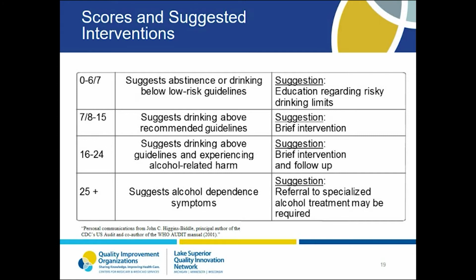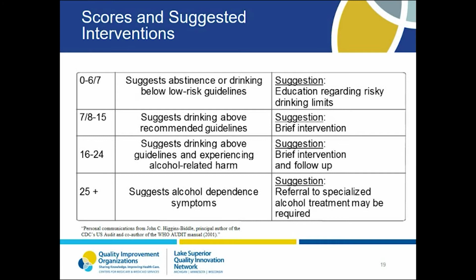Next, we see the first level of positive scores, 7/8 to 15. 7 for women and adults over 65 years of age, and 8 for men under 65 years of age, which suggests that the patient is drinking above the recommended guidelines. The recommendation here is for a brief intervention. This can be as simple as showing them their score and how it relates to the low-risk guidelines, and then discussing the potential negative impact this could have on their health, with a recommendation to decrease their use so that it is within the low-risk guidelines.